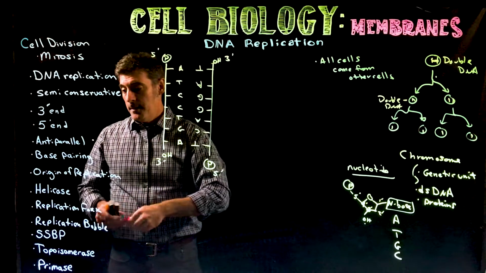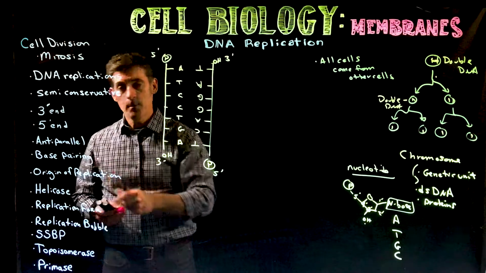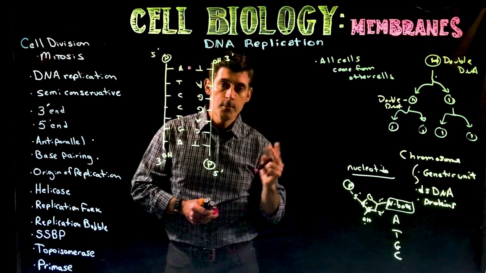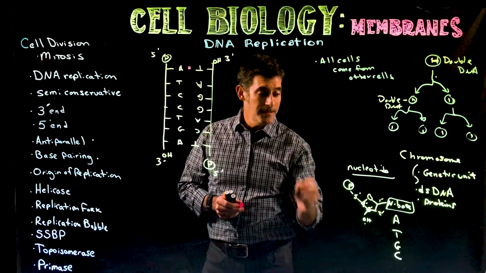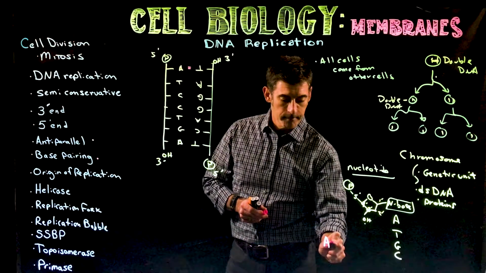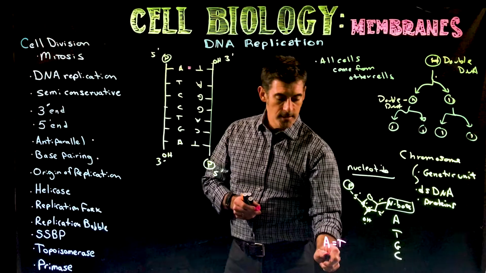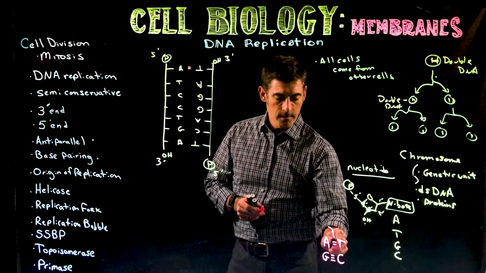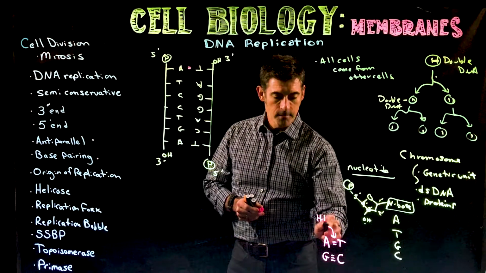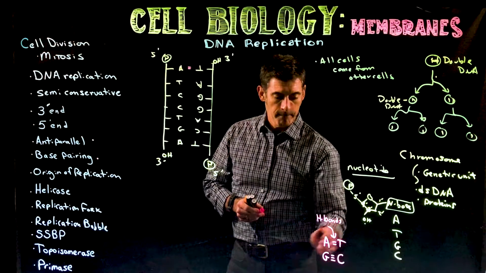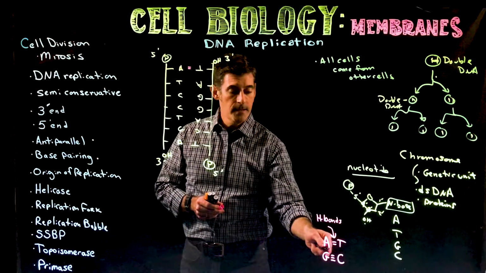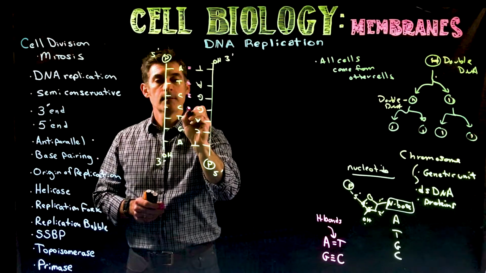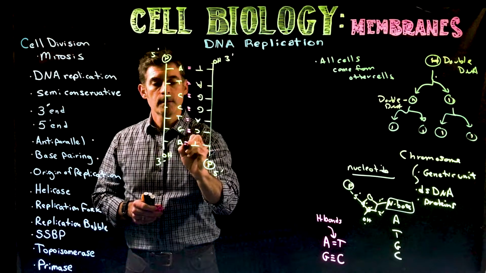There are base pairing rules, which hopefully you also remember. Adenine forms 2 hydrogen bonds with thymine, so A and T pair up, and G and C form 3 hydrogen bonds. So these are hydrogen bonds. Always 2 for A and T, 3 for G and C. So 2 here, 1, 2, 3, 1, 2, 3, 1, 2, 3, 1, 2.